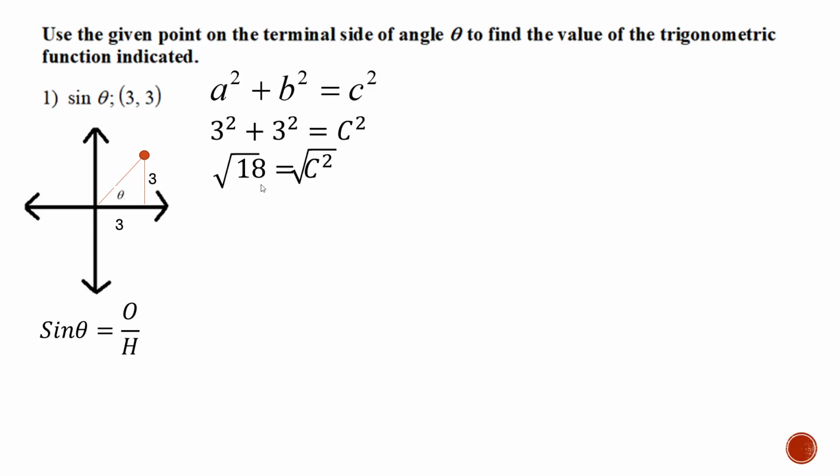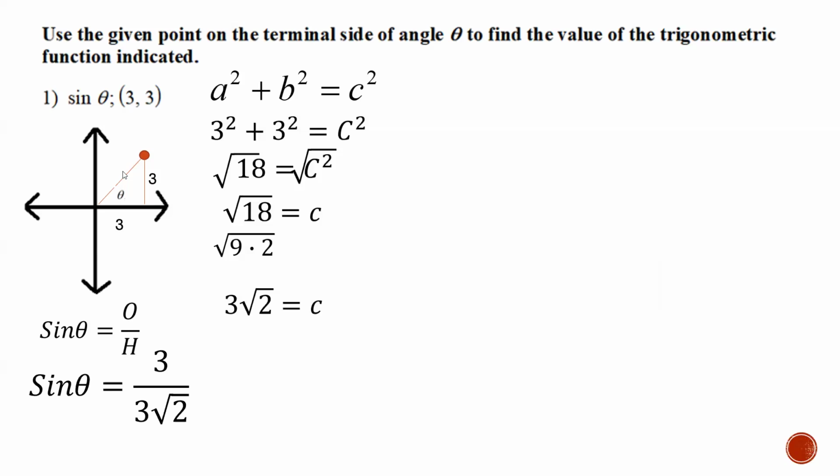Okay. We got to remember how to simplify a radical, the square root. The perfect square that can go into 18 is 9 and 2. So that becomes 3 radical 2. So I know that my hypotenuse is 3 radical 2. So when I put the opposite side, which is 3, over the hypotenuse length, which is 3 radical 2, now we have to go ahead and simplify, okay?